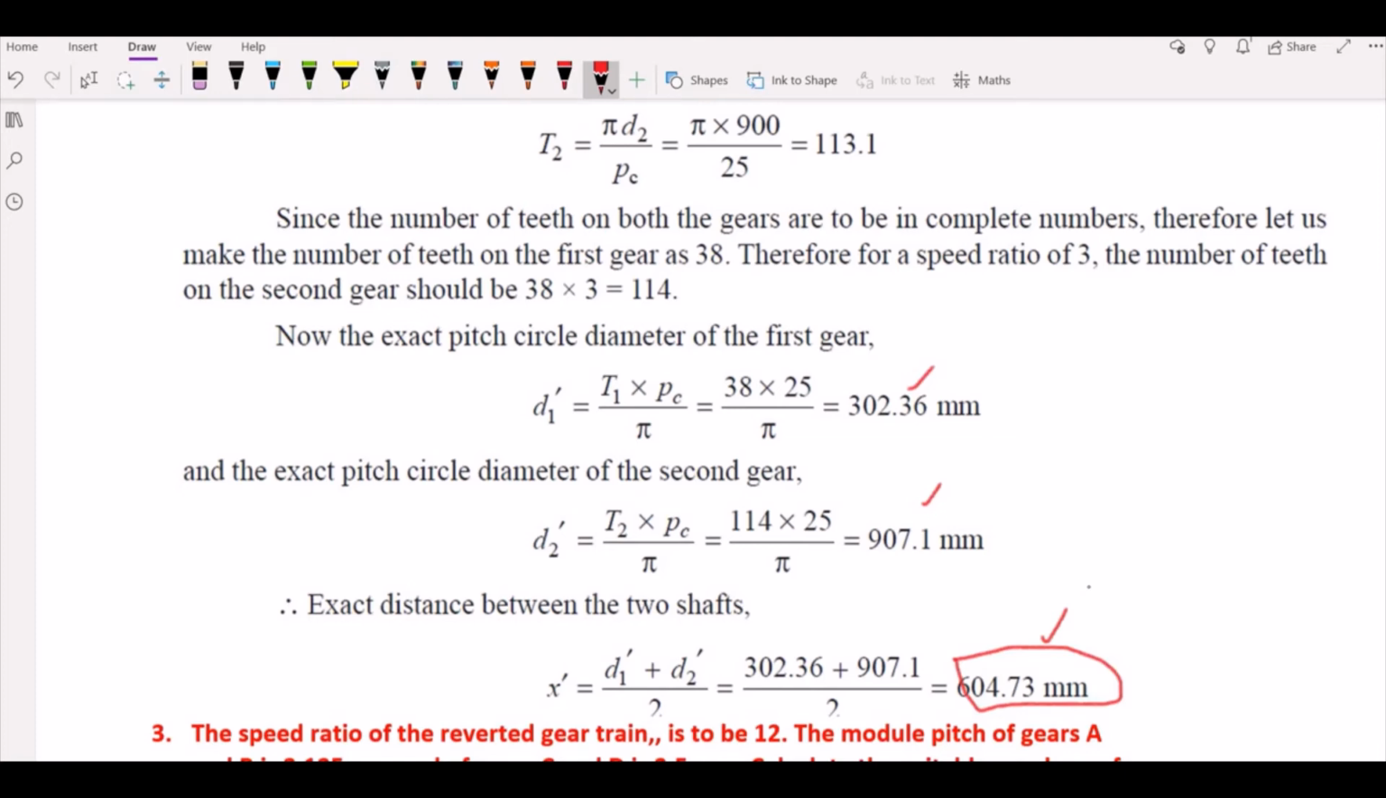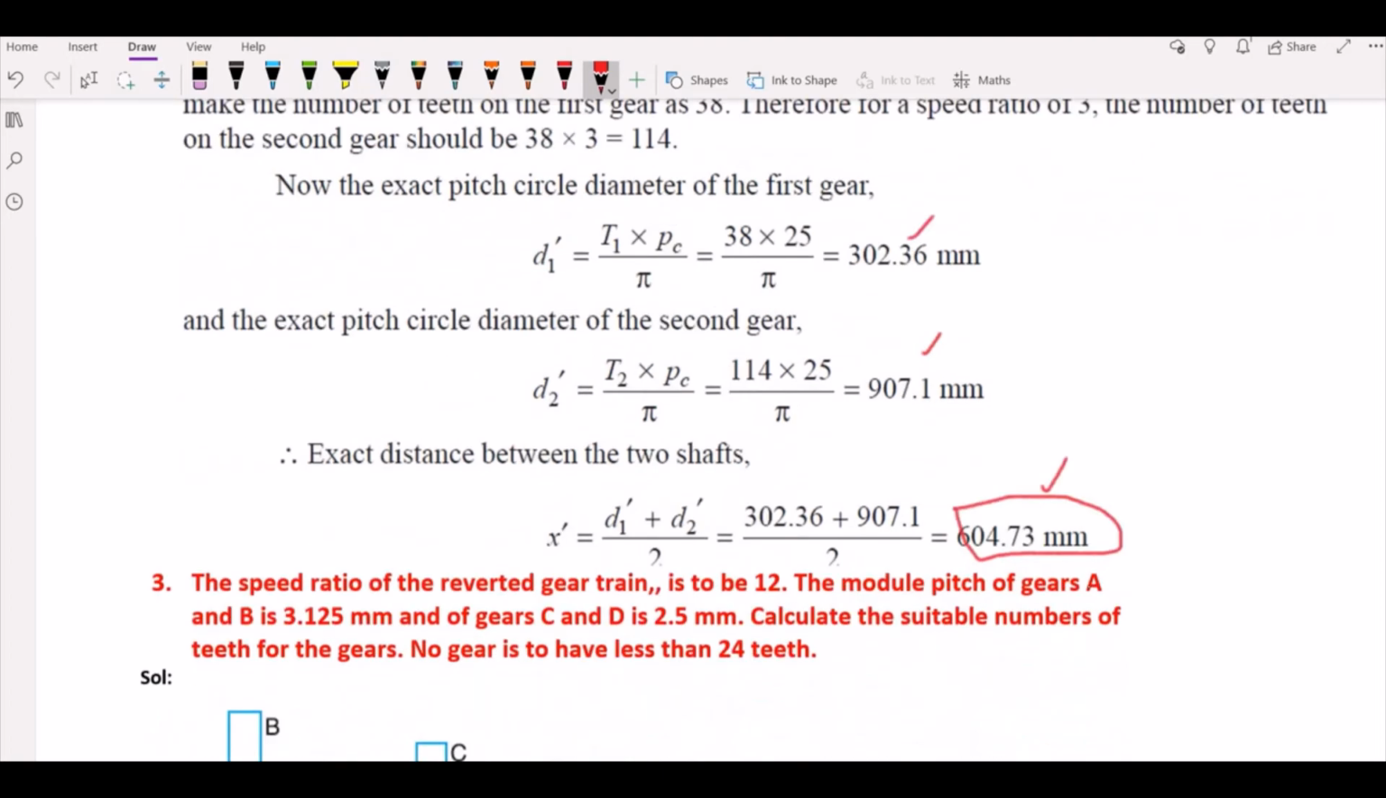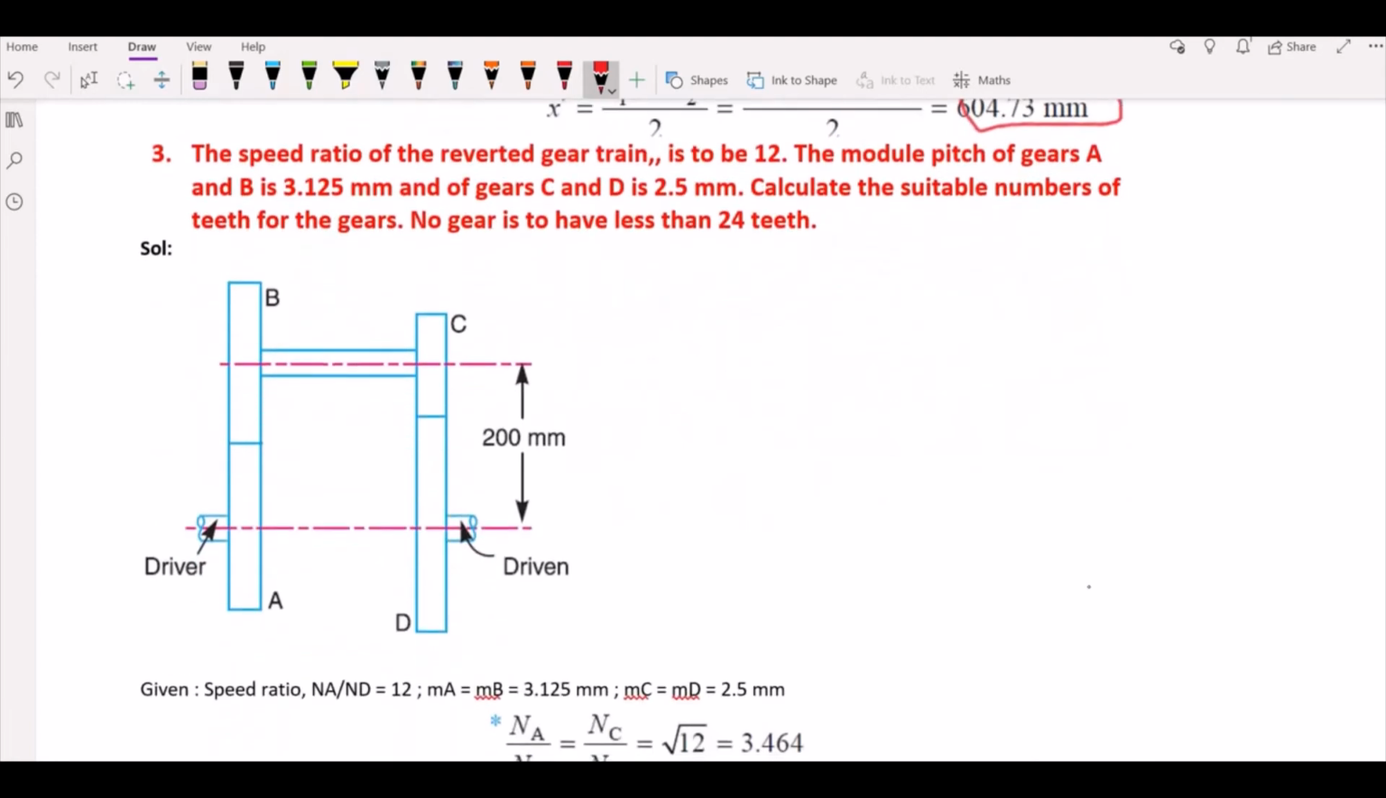I hope I am clear with problem number 2. Let's move on to problem number 3, the final problem in the case of gear trains. Problem number 3 is: the speed ratio of the reverted gear train is to be 12.